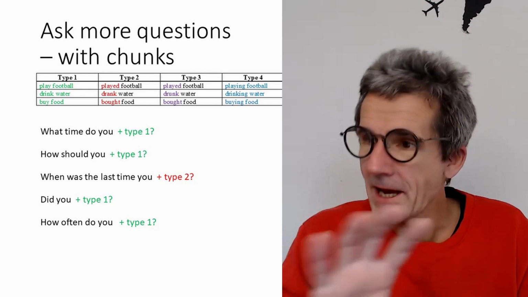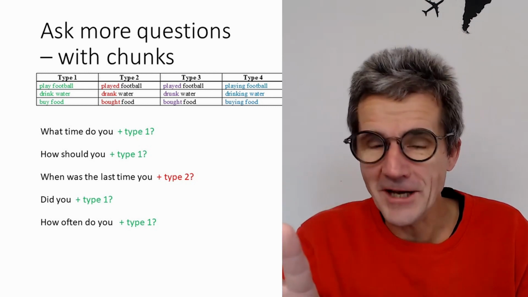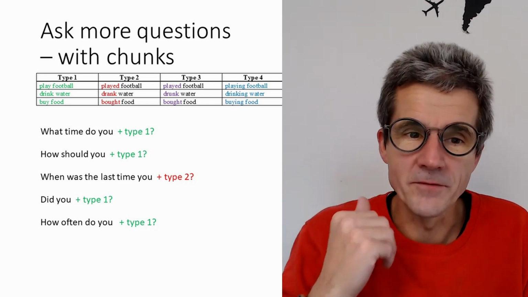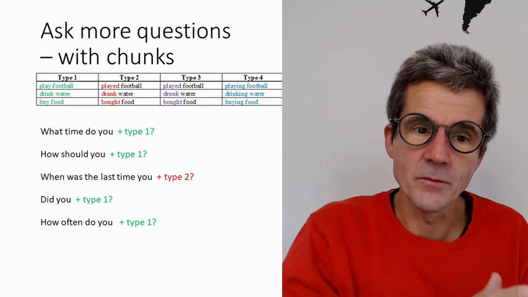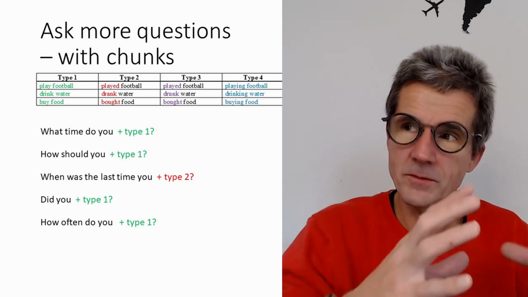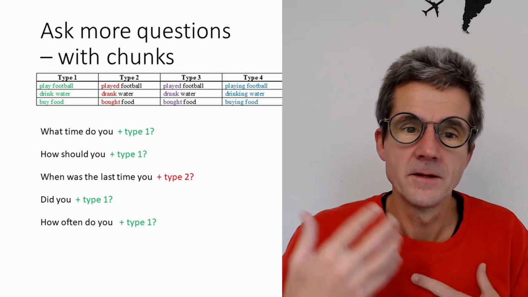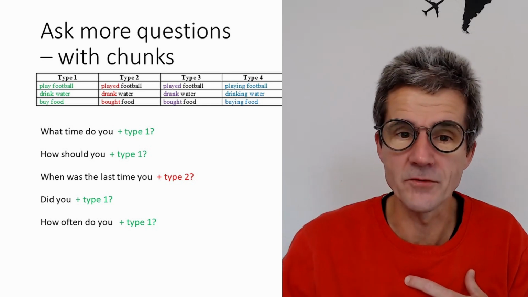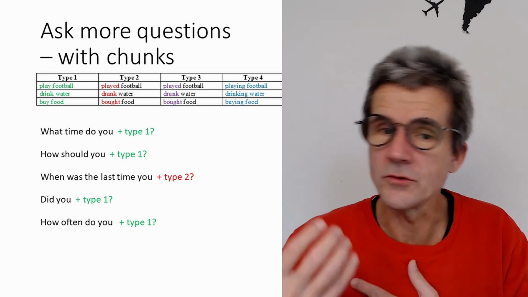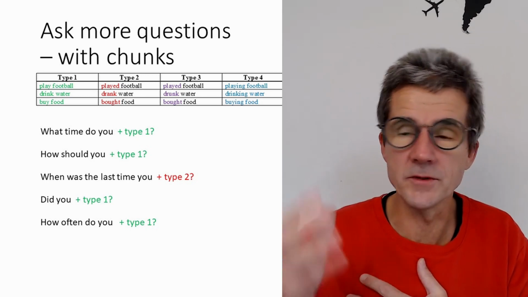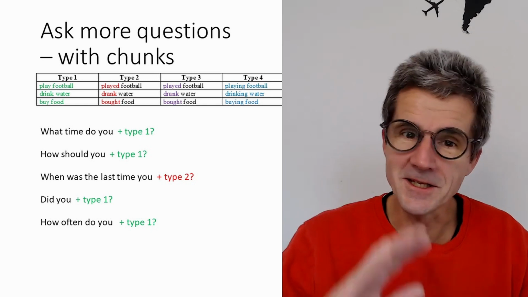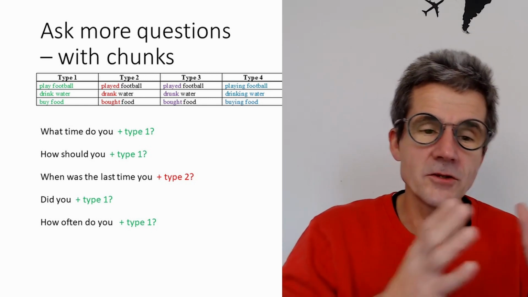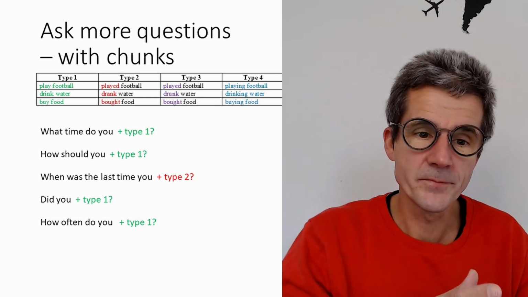Okay, and we've got action chunks, and there are 4 actions, just in case this is the first time you're watching one of my videos. So we've got type 1, play football. So we put it as an action. Type 2 is played football, and in this case, it's the same as type 3. And we also use a type 4, playing football. Type 4, dead easy, just put ing on the end of it. Okay, and here we have some chunks.